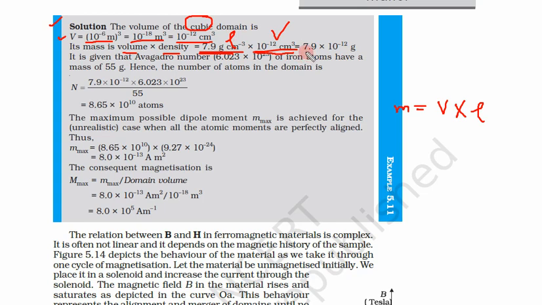So what we get? We get the total mass of a single domain, that is 7.9 into 10 to the power minus 12 gram. So this is the mass. So what we did? We first calculated the volume of a domain and we know the density. Density is 7.9 gram per centimeter cube. We multiplied by the volume. So we get the mass of a single domain.